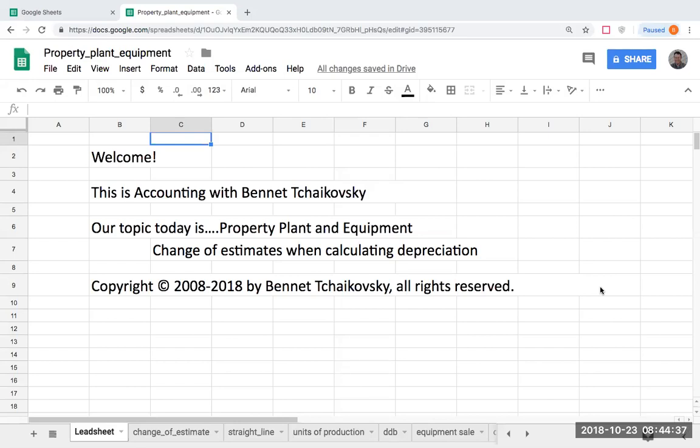Our topic today is property, plant, and equipment. And we're going to focus on what happens when we change some of our estimates when we are calculating depreciation.